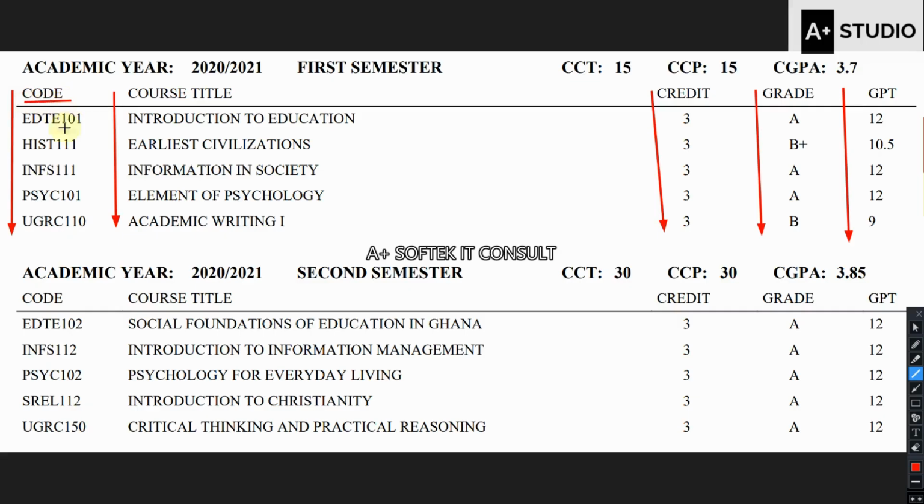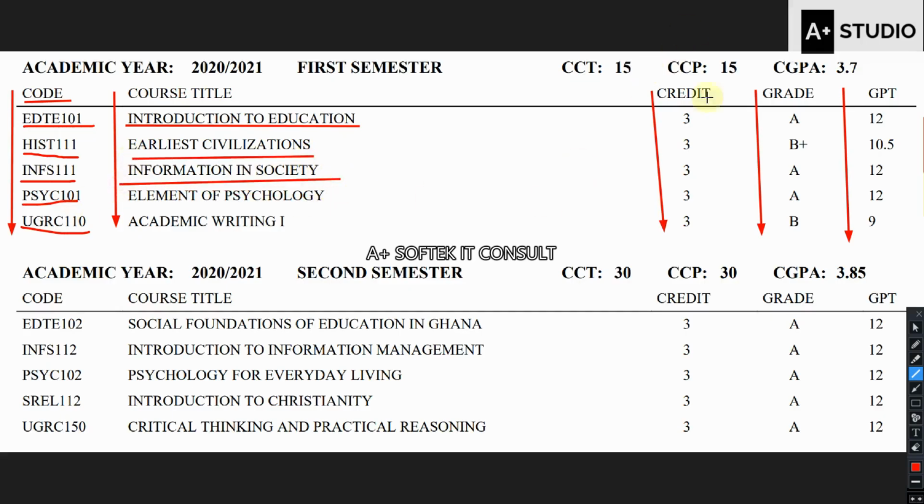No two courses can have the same course code. There is no way EDT 101 will be given to another course. So these are unique identifications for courses. When we go to the course title, as you can see, course titles are just the names of the courses, as you can see from here.